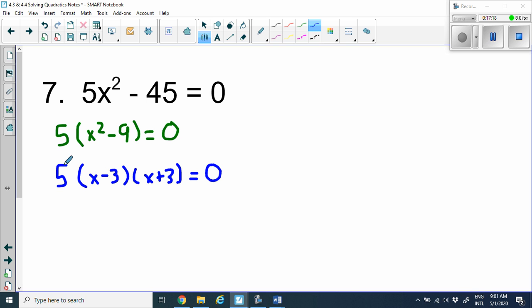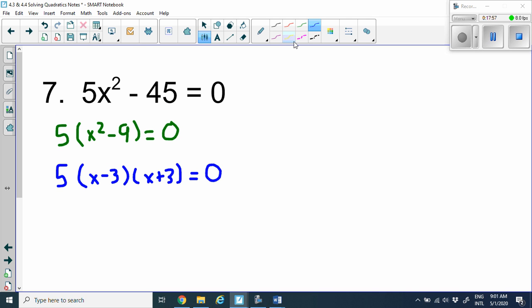Now, this is the part we need to talk about. So, with this 5, remember, we say we set each factor equal to 0. Now, if I set 5 equal to 0, though, is that a true or false statement? It's false, because 5 can't equal 0. So anytime you have something on the outside that's not a variable, or there's no variable attached to it, you do not need to set it equal to 0. On our first example, when we had an m on the outside, that was a variable, so we set it equal to 0. But since the 5 is just a number and there's no variable attached to it, we do not need to set it equal to 0.